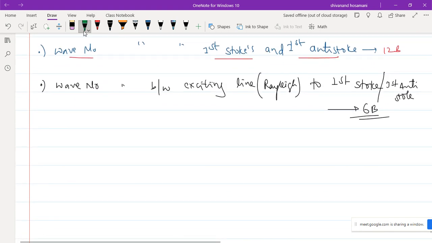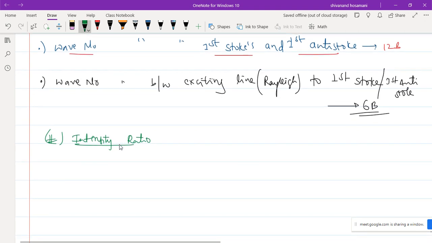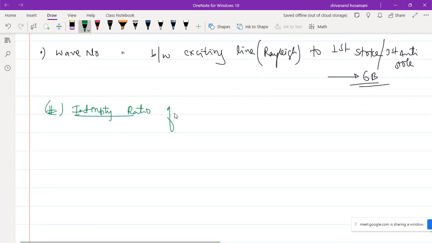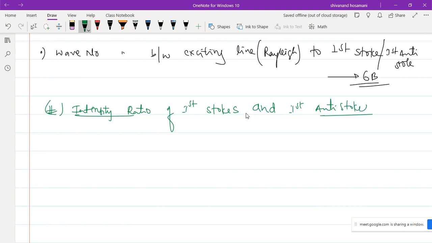So he's asking the intensity ratio of first Stoke and first anti-Stoke. So how much?